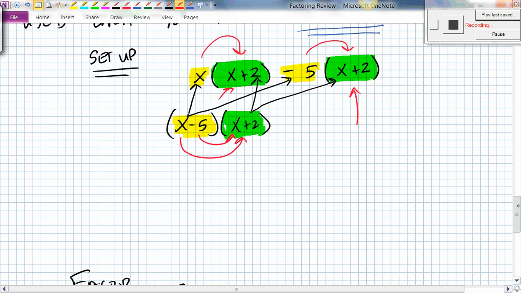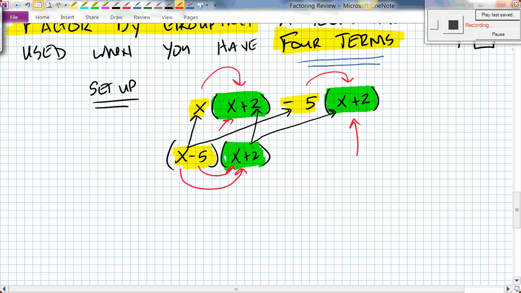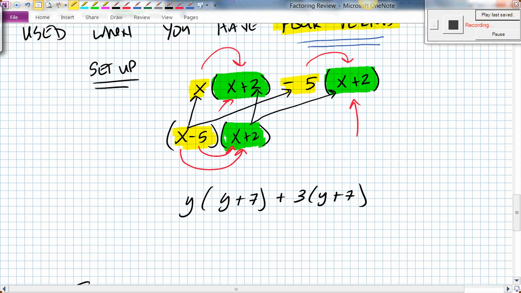All right? So let me give you a little setup here. If I give you the problem y times y plus 7 plus 3 times y plus 7. Do you notice that I have 2 y plus 7s? This and this are the same. Is that true? If they're the same, I can pull one of those factors out and write it down below here. Y plus 7. So what is the other binomial that's left over? Y plus 3. And you guys totally see it, right?